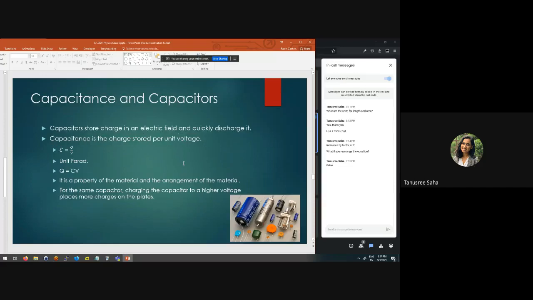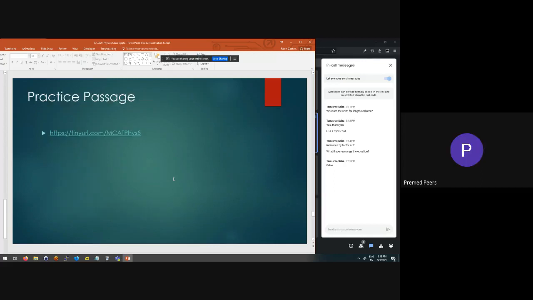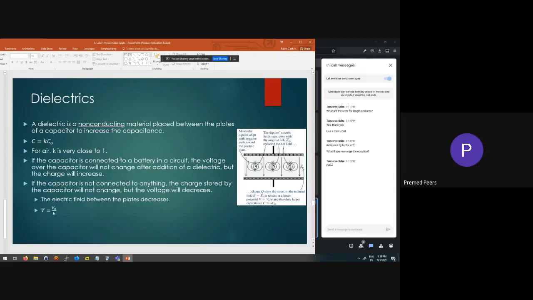Can you explain what you were talking about in terms of when a capacitor is added, the charge decreases or the voltage? I didn't quite understand that. Can you explain that again? Sorry, which slide was I on for that? This one? I believe so. The dielectric? Yeah. Why does the voltage decrease?